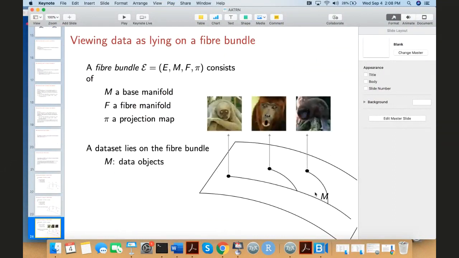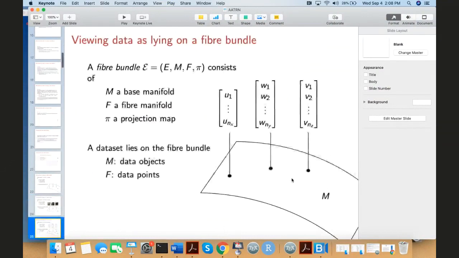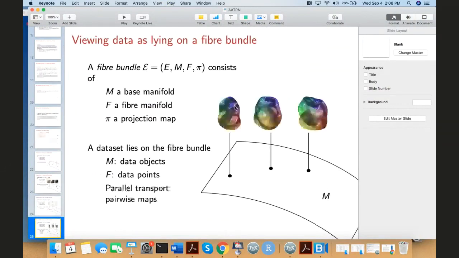So you can think about this manifold as my evolutionary process, and these are different kinds of monkeys, right? That are evolving somehow. And then the data itself are going to be fibers. And the way you can think about them, for example, are molars of these monkeys, right? And you can think about representing them, for example, as the entire shape. We'll come back to that, and this is this idea of continuous processes. And what you're going to think is there's some notion of parallel transport, or I have pairwise maps between all of these. Okay.